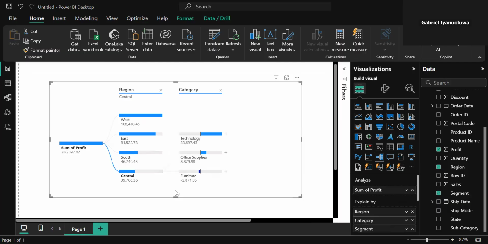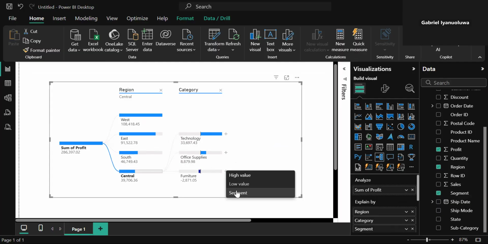So we can see that furniture has been the lowest impact; it even has a minus, which is a loss. So there was a loss even in Central as far as furniture is concerned. So we can see what they have made concerning it. Of course, if you want to see what contributed to this loss of furniture in Central, look at segments.